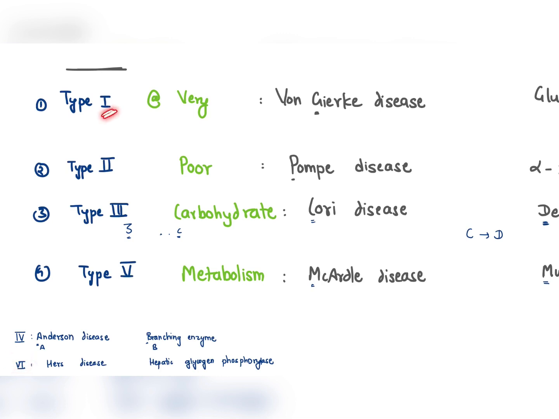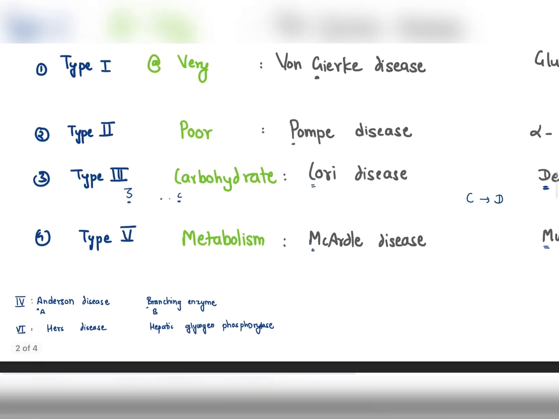For these types, we have a mnemonic: Very Poor Carbohydrate Metabolism. V for Von Gierke disease, P for Pompe disease, C for Cori's disease, M for McArdle's disease. These are the glycogen storage diseases: types 1, 2, 3, 5.